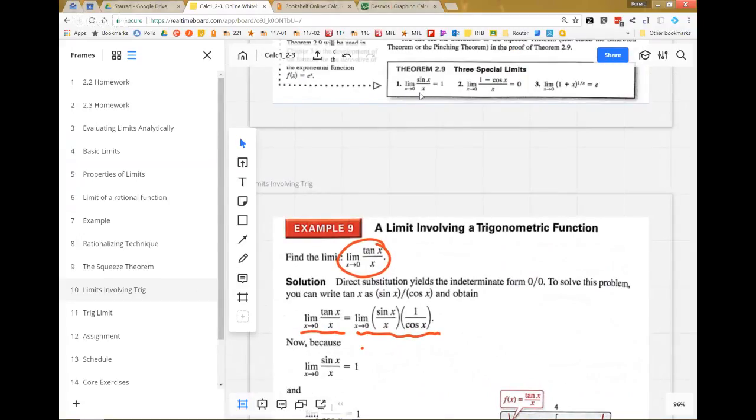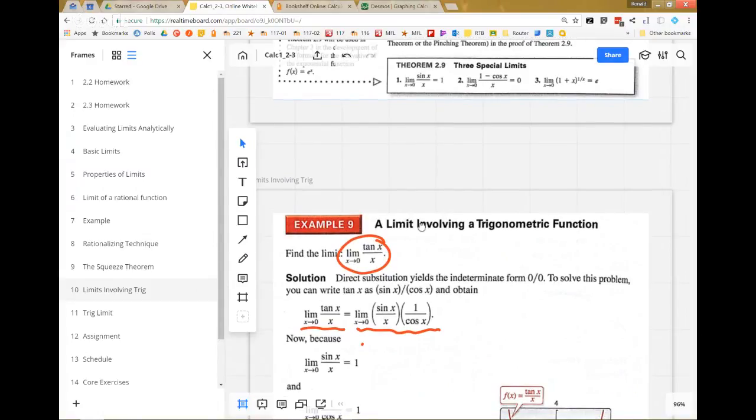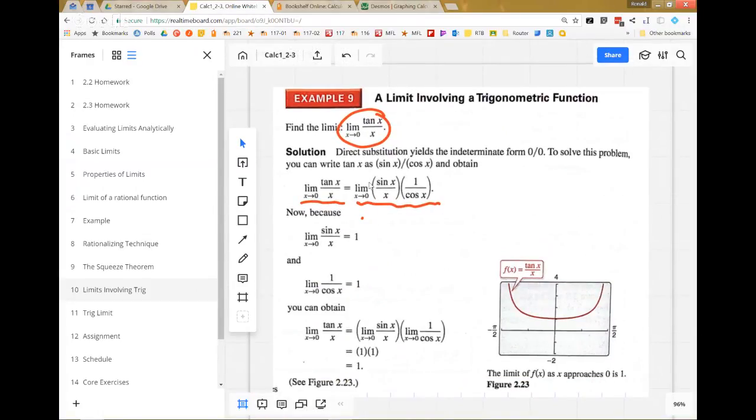As x approaches 0, the limit of sine x over x is 1. So this first fraction right here, that's 1. That's what they're telling you, right? That's what we just saw. And can you calculate this one? Yeah, that one, you can do the substitution. If x is 0, what's the cosine of 0? Oh, that's 1. And 1 over 1 is 1. So if you put those pieces together, the limit of that whole thing is 1 times 1. So now we know the answer. The limit is 1.